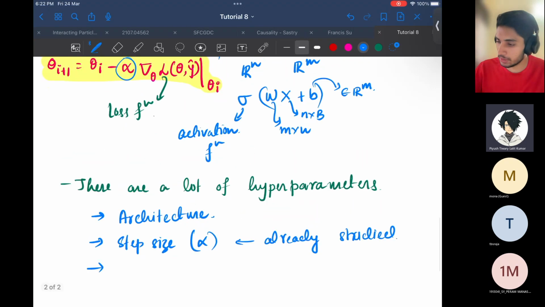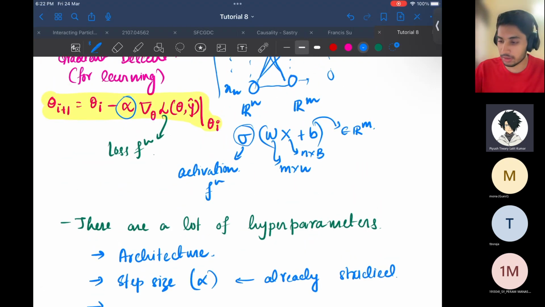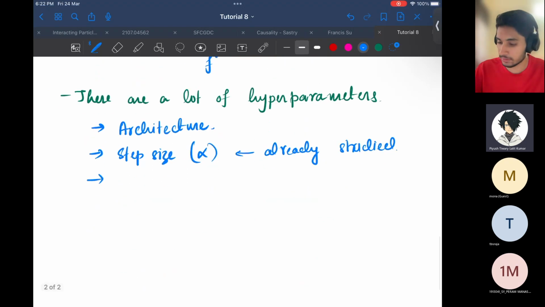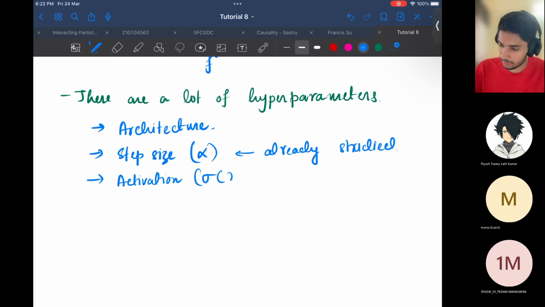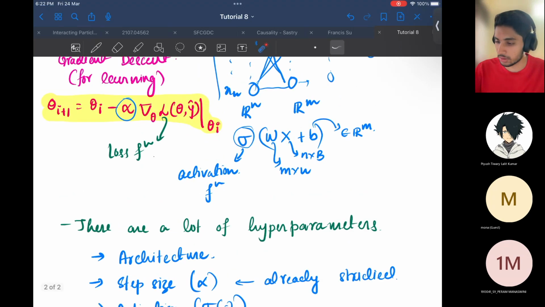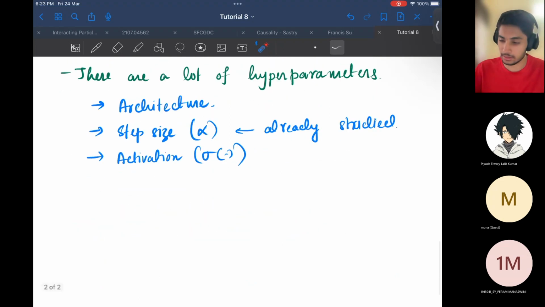Another hyperparameter could be, let's say, what should be your activation function itself? I mean, we don't know what this thing is, right? How do I know that this is a correct activation function, or should I change it or maybe use something else? That is another.